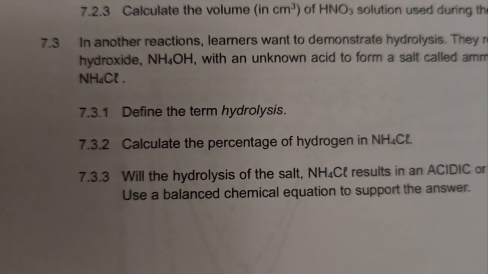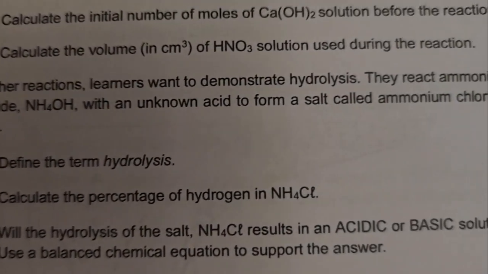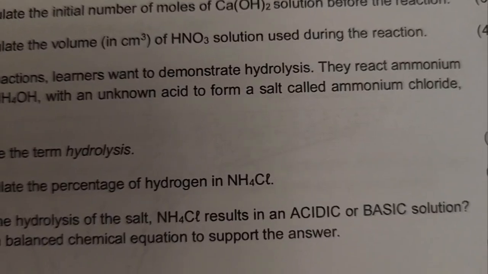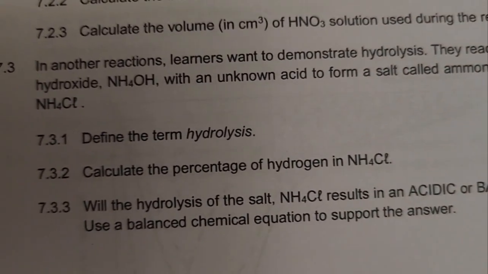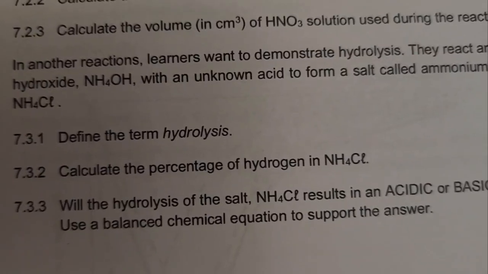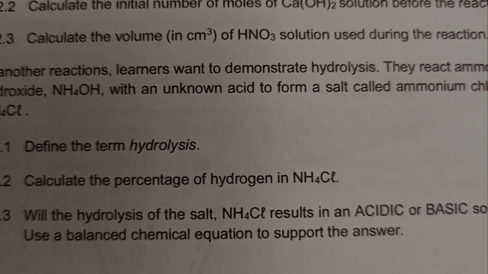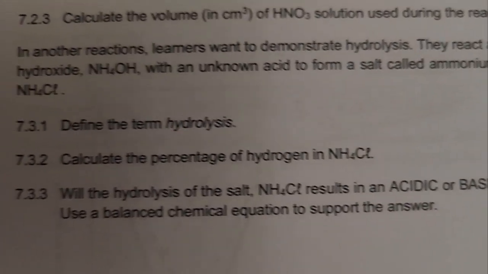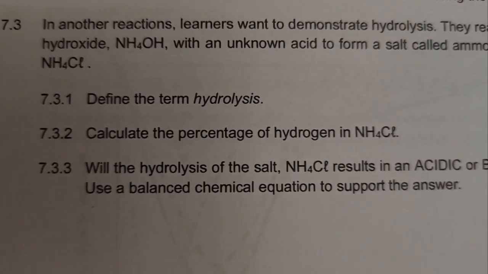7.3. In the 7.3 they say, in another reaction, learners want to demonstrate hydrolysis. They react ammonium hydroxide, which is NH4OH, with an unknown acid to form salt called ammonium chloride. Obviously, we know the unknown acid is HCl. Fine, this is the case.